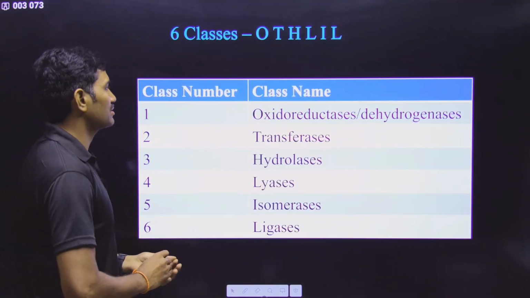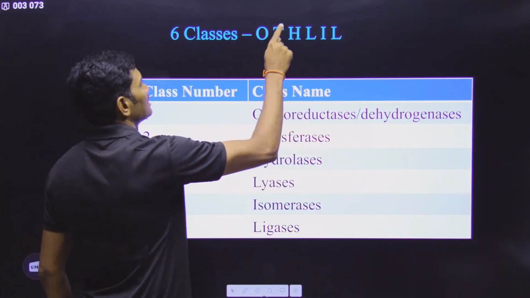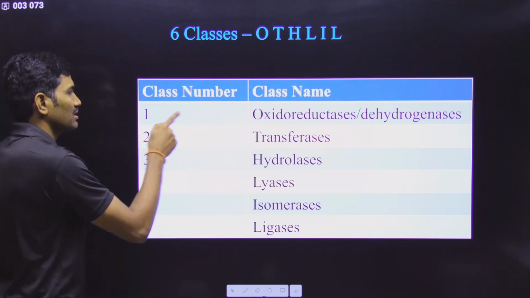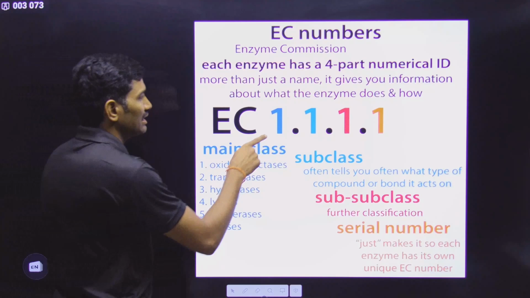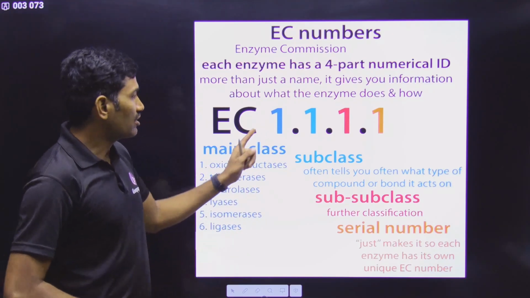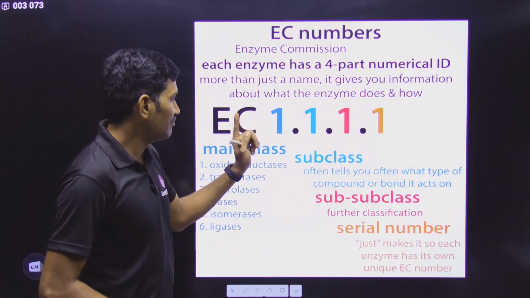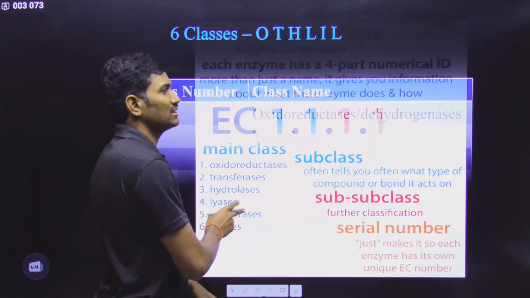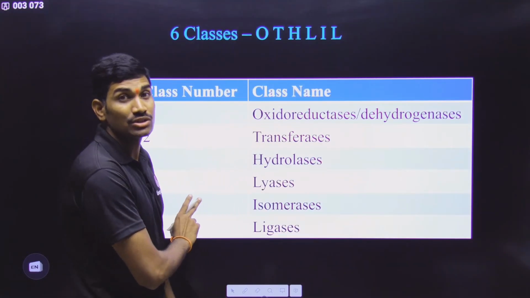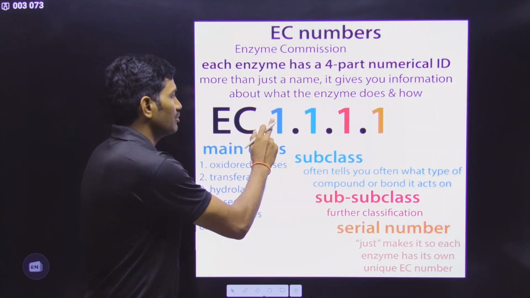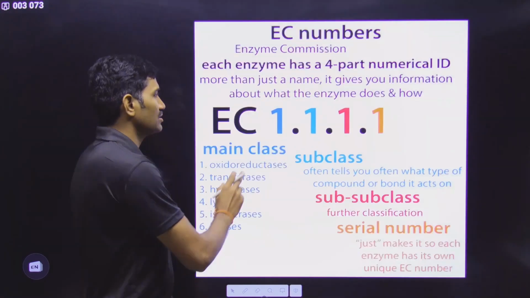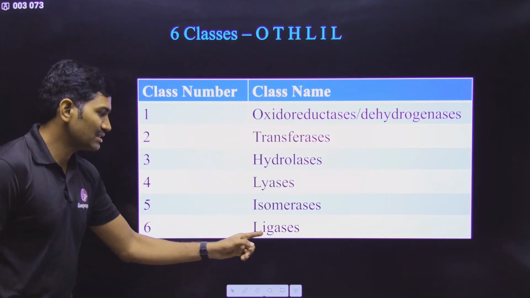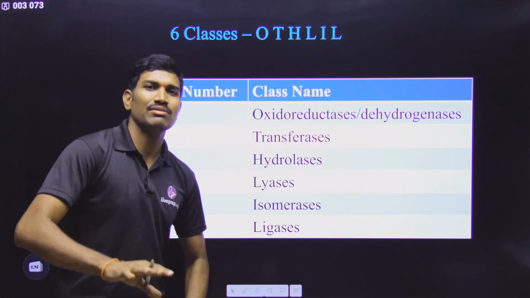You need to remember the sequence. What is the sequence? O, T, H, L, I, L. These are the first letters I wrote here. Please remember, oxidoreductases is fixed as 1. Suppose they give 1, what is it? Oxidoreductases. That means this enzyme belongs to the oxidoreductases class. If instead of 1 the number is 2, it is transferases. You need to remember in the same sequence. If 3 is there, it is hydrolases. 4 is lyases. If 5 is present, isomerases. 6 is ligases. That's it. In this way only 6 classes will be there.